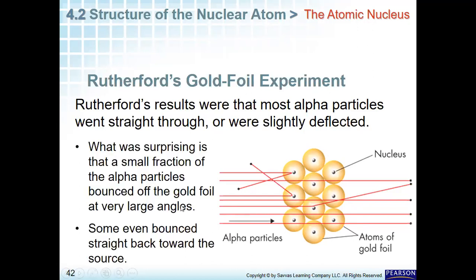That's what we see here. That was surprising. A small fraction of alpha particles bounced off the gold foil at very large angles, and some even bounced straight back toward the source.